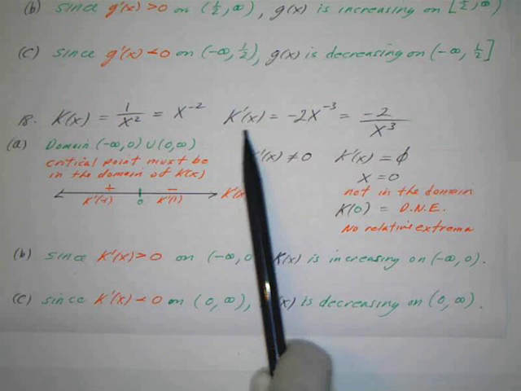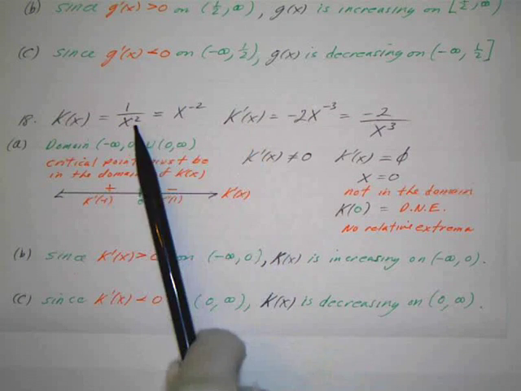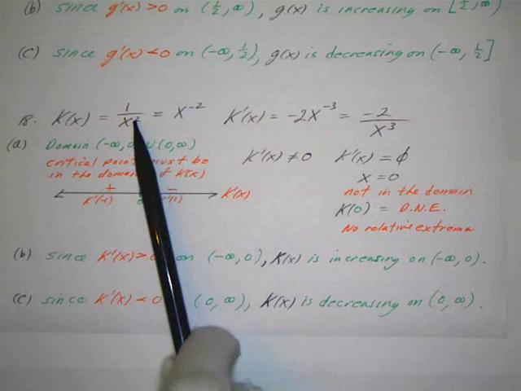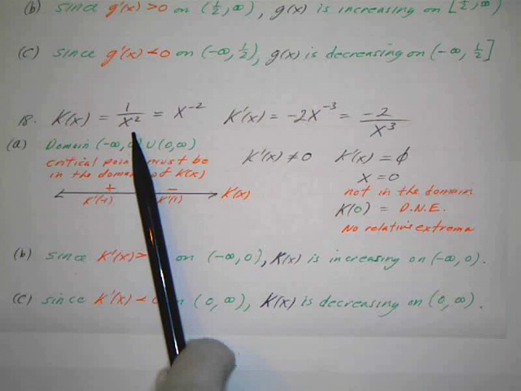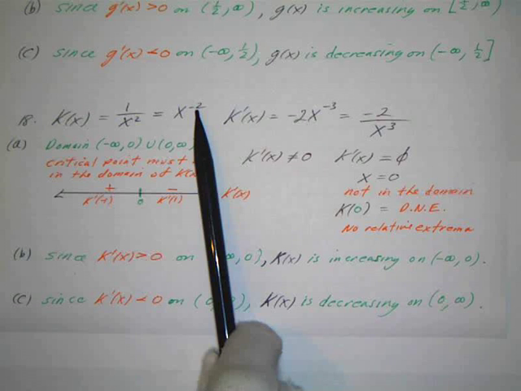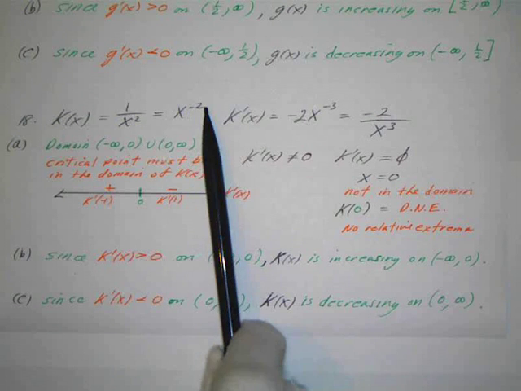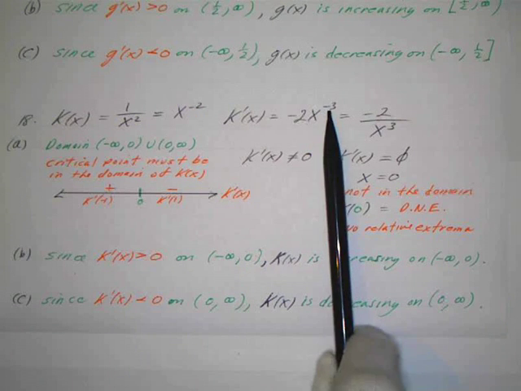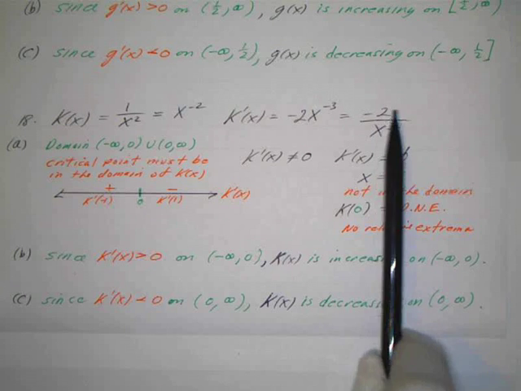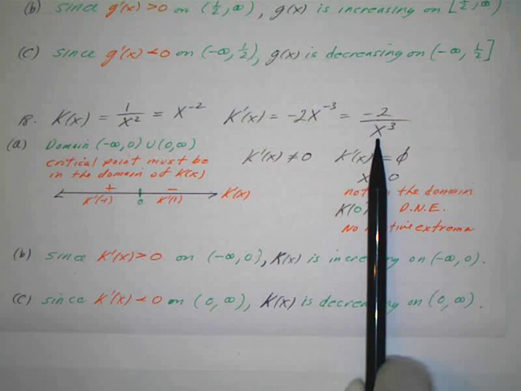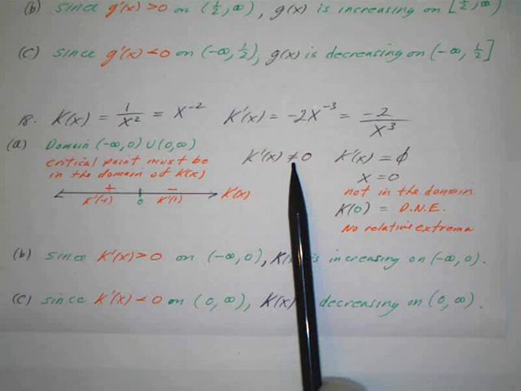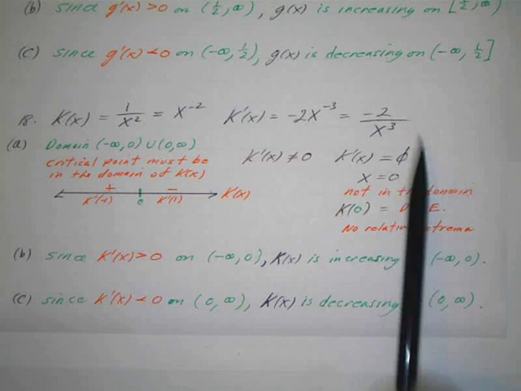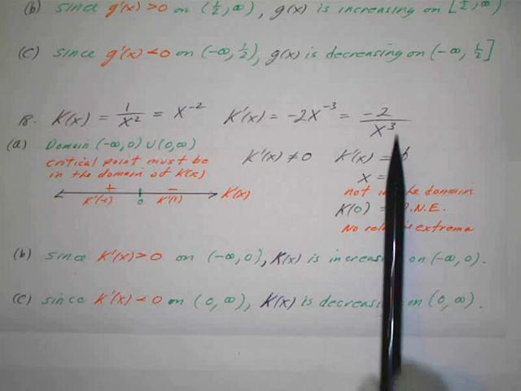So we would take the derivative. I would write this 1 over x to the second power as x to the negative 2. Then I would just use the power rule. So that's going to be negative 2 times x to the negative 3. Then put that x to the negative 3 on the bottom. It's going to be equal to 0 when the top is 0. Well, that's not going to happen. So it's not going to be equal to 0. It's going to be undefined when the bottom is 0, x equals 0.